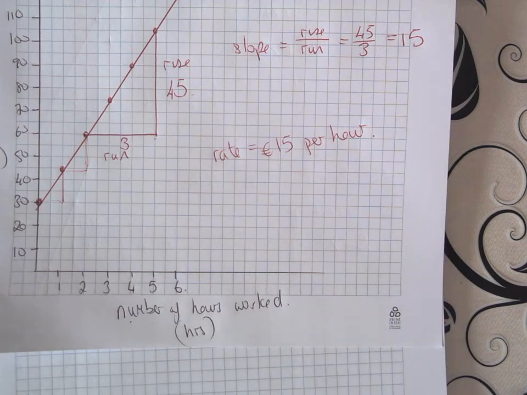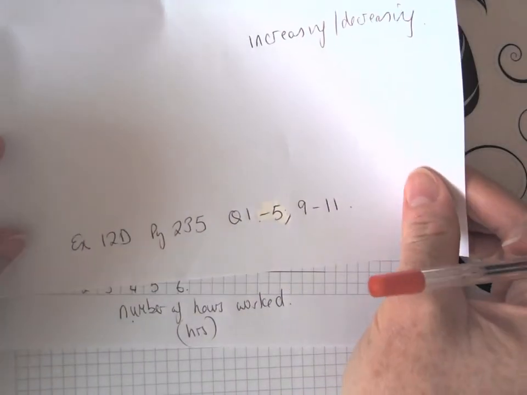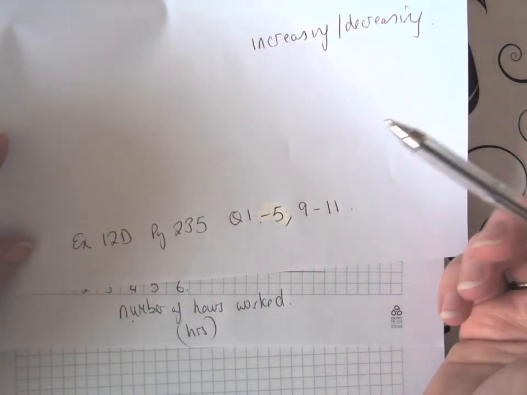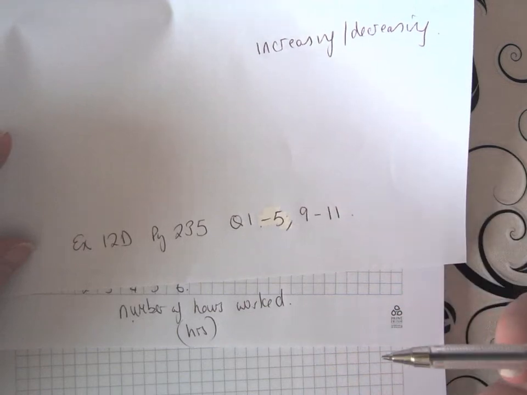So we'll try some of them. Exercise 12D, page 235, questions 1 to 5 and 9 to 11. Give that a go.